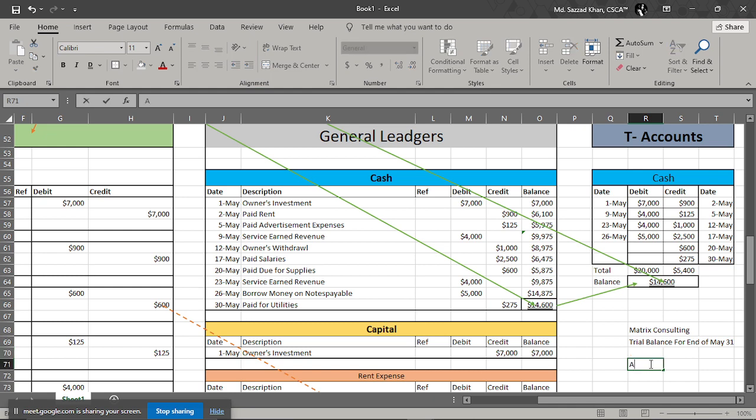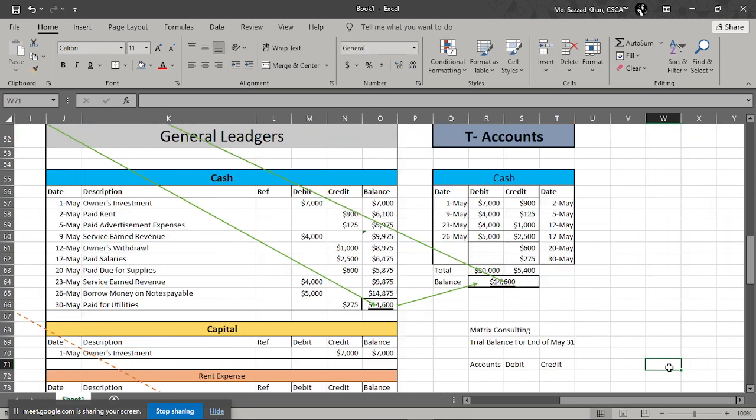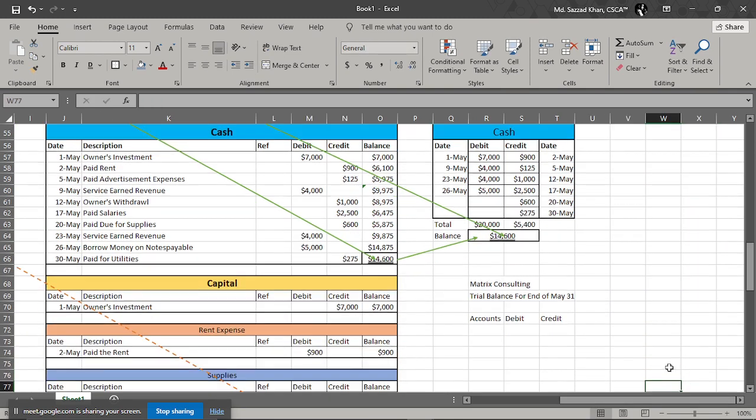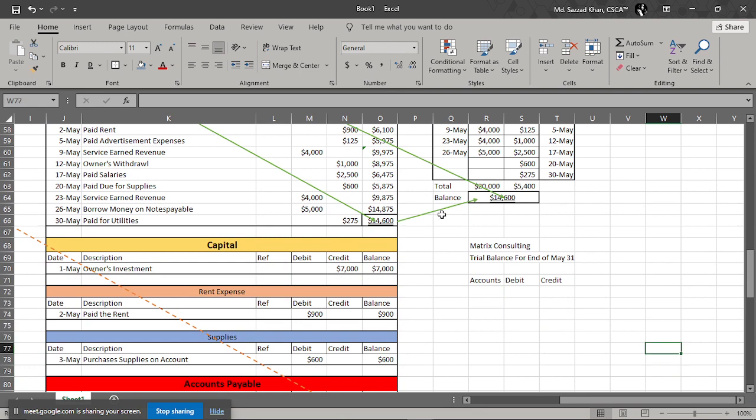Then we take accounts as a column. Then take debit, then take credit. This is quite simple. Trial balance is the easiest part. When you are done with journals and general ledgers, trial balance is the easiest part. In the account column, what should you write first? Cash. Exactly, cash.